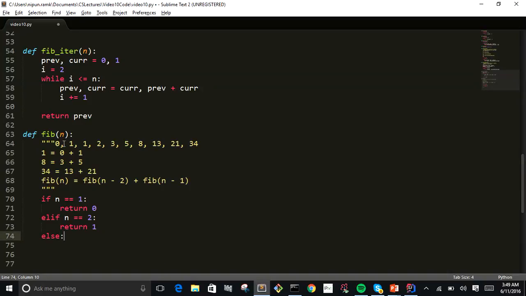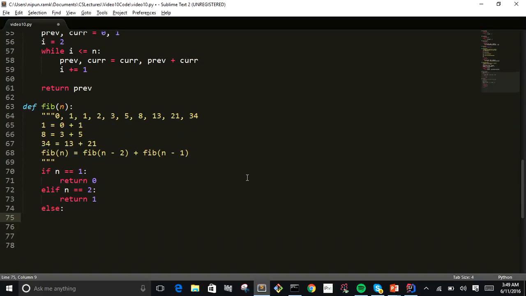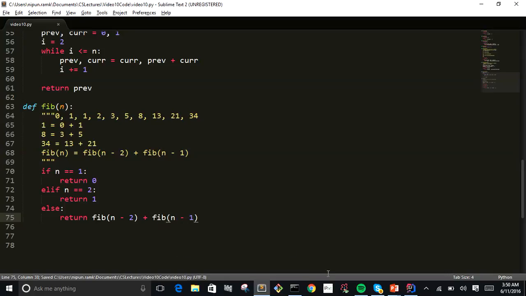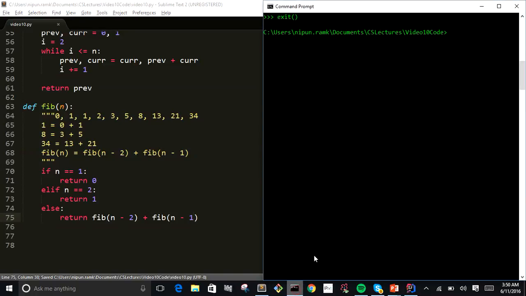And then, once we have our first two Fibonacci numbers, we can build the entire Fibonacci sequence. And that is based on just returning fib n minus 2 plus fib n minus 1. And so that gives us our very simple recursive solution to this problem. So let's just test this. So fib iter of 10, remember, this should give us 34. And so now I'm going to define, see what fib of 10 is. It also gives us 34.